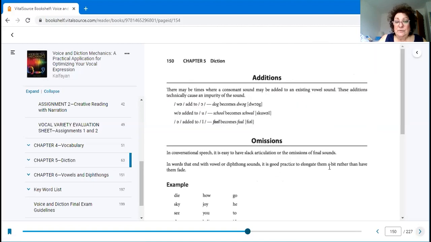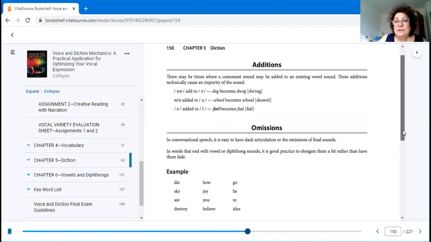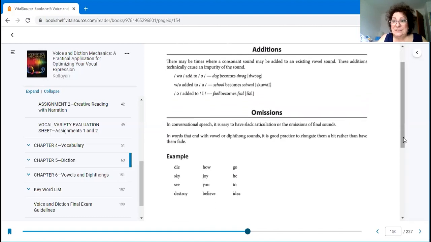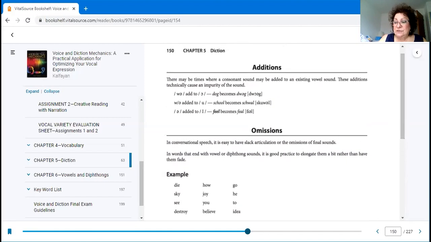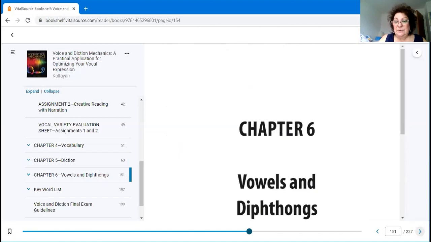So then we flip over, and there are some additions, as we said before. We add an extra vowel to words like athlete. Sometimes we add an extra vowel, saying it's a dog instead of dog. So we're primarily only concerned with adding an extra syllable. Okay, and sometimes we do omit vowel sounds. But again, that is not a strong concern with us, but it is here in the book for your reading.